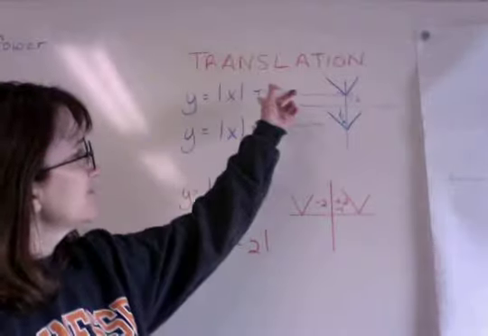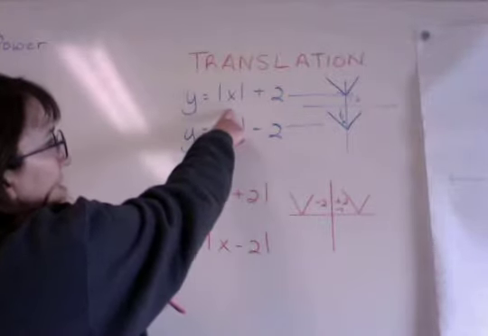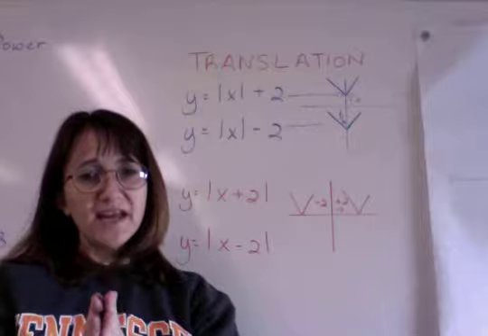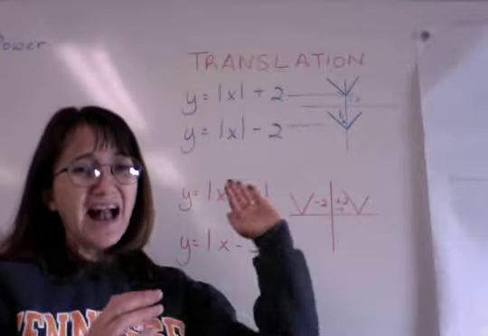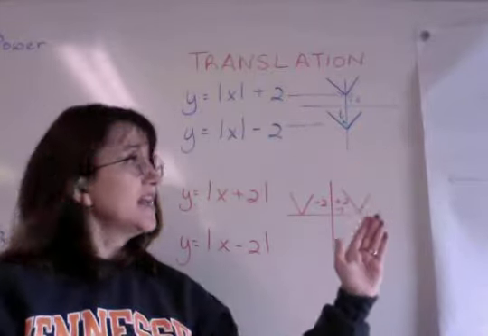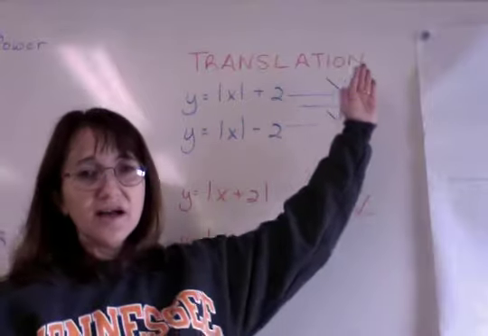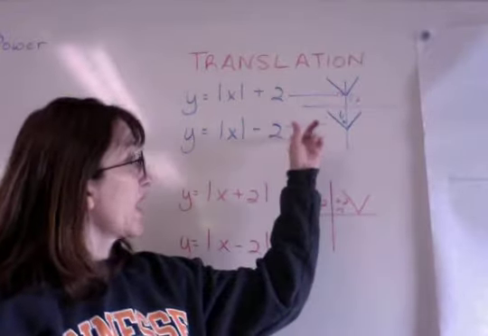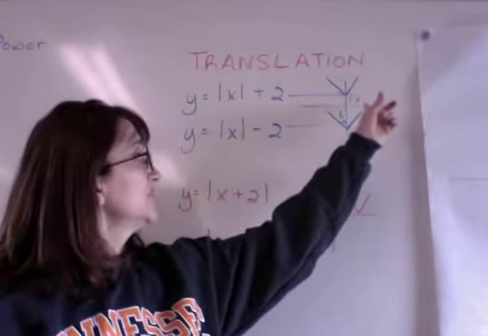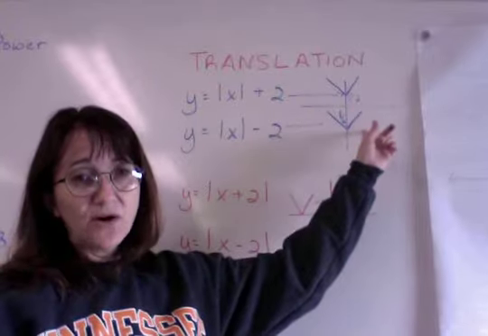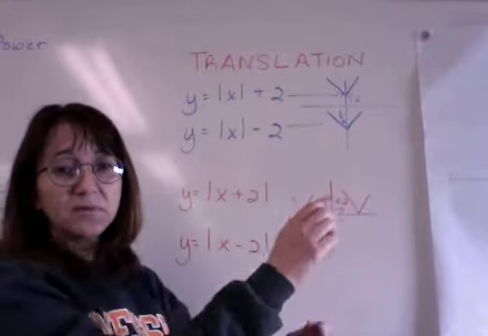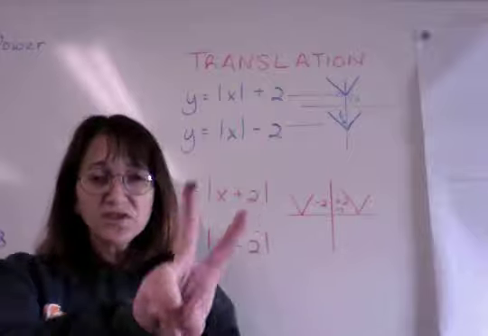But if outside my absolute value of x, I added 2 to it, it shifted my graph up. If I subtracted 2, it shifted my graph down.